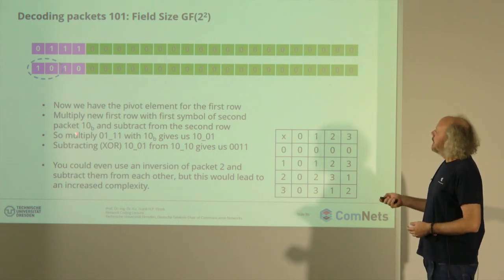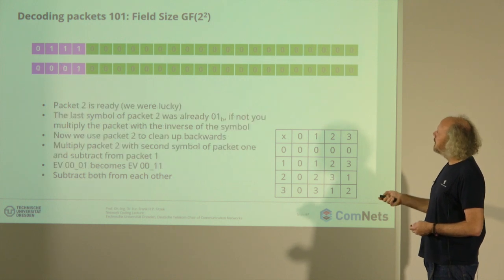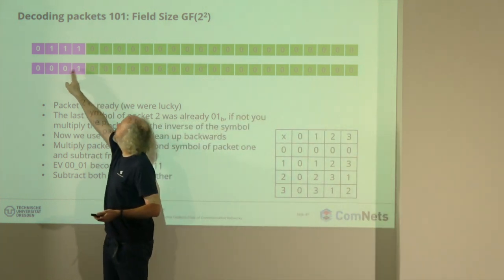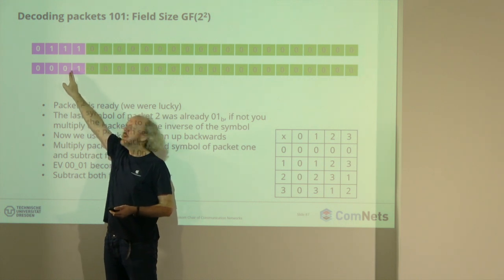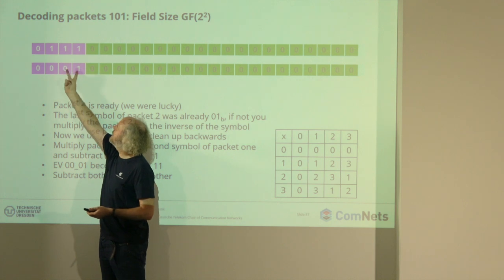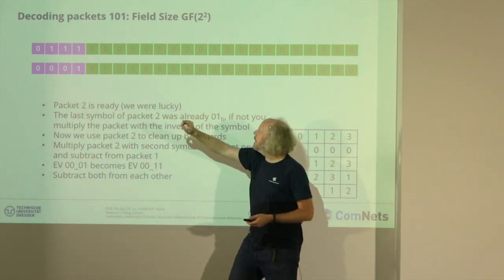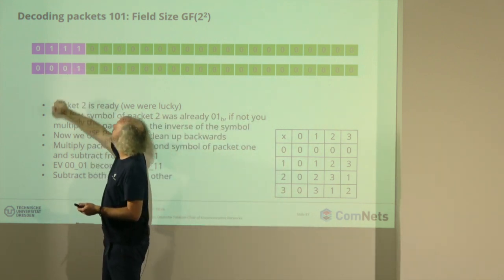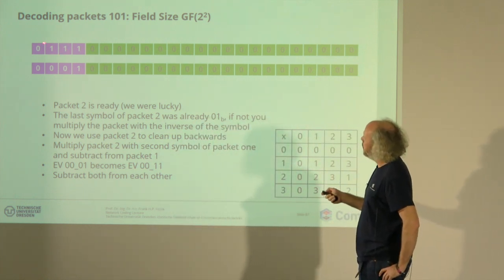Now, having said this, now we have subtracted that, it looks like this, right? 0, 0, and now we were lucky. Why? Because it is already 0, 1, exactly what we wanted to have. But this was just by luck, right? If there's another one, you just take this, take the inverse and multiply it through once in order to get 0, 1 here, right? So now we only have to clean up this one, and this is very easy.